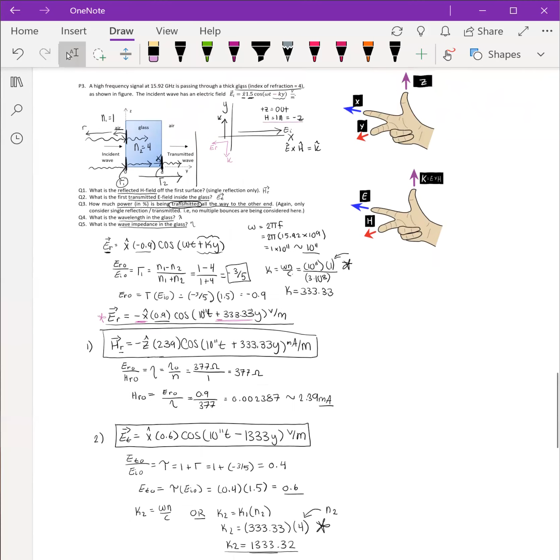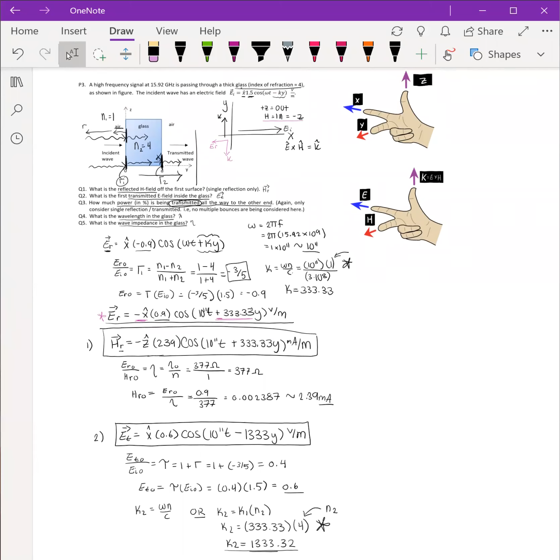Key things to remember here are, when you have a reflected wave, it's going to be propagating in the reverse direction, and the right-hand rules can be very helpful when trying to find your coordinate directions as well as creating relationships between E, H, and K.